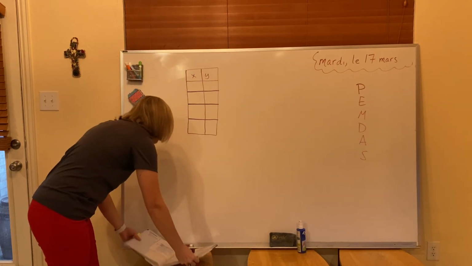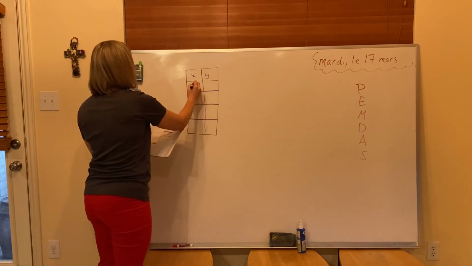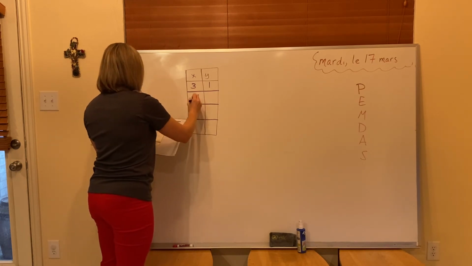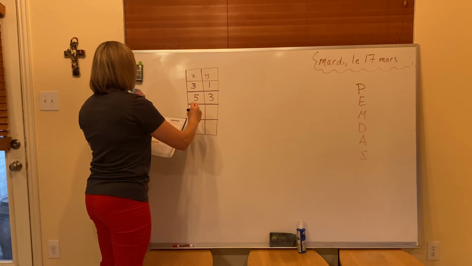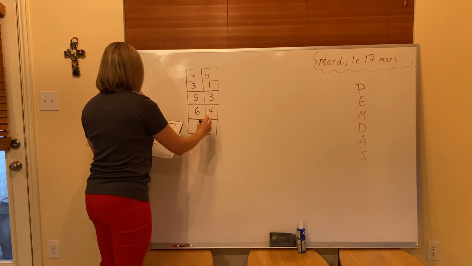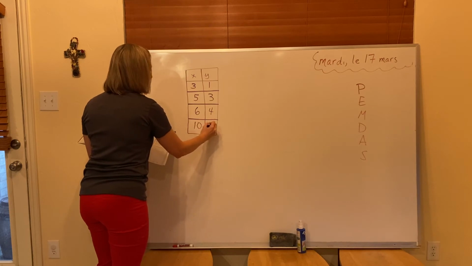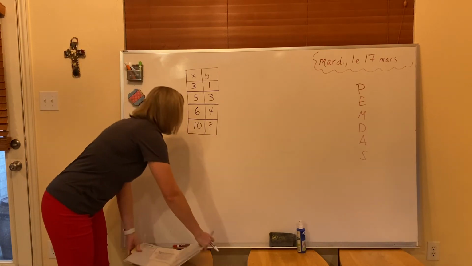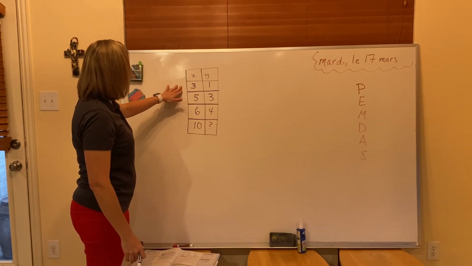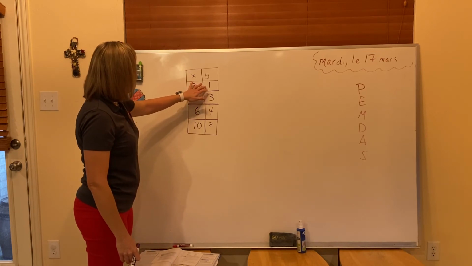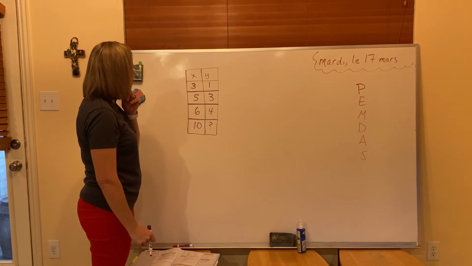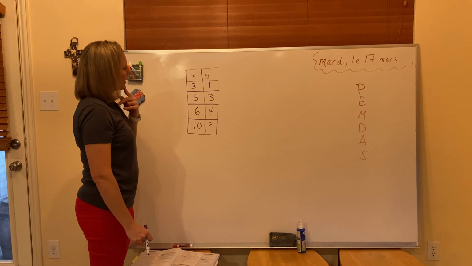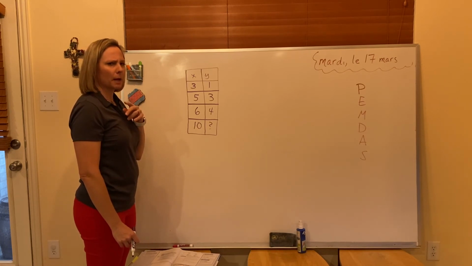So when X is 3, Y is 1. When X is 5, Y is 3. When X is 6, Y is 4. And when X is 10, then what is Y? Well, let's figure it out. So we need to figure out the pattern. What happens? Do we add, subtract, multiply, divide something to get to Y? Let's see. Let's examine this. I hope you're working this on your own before you're looking at the answer, right? No cheating.